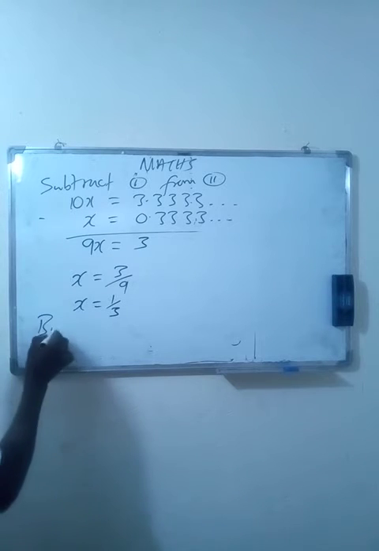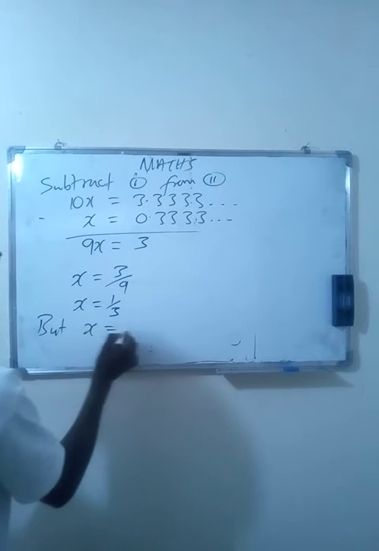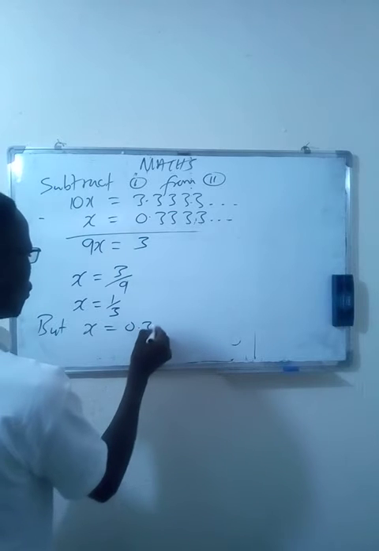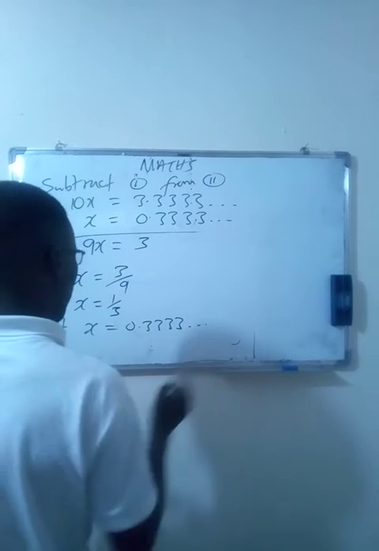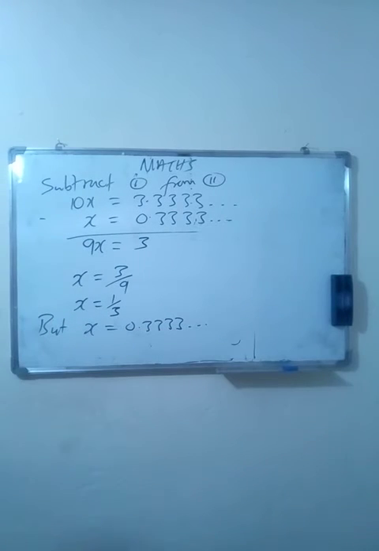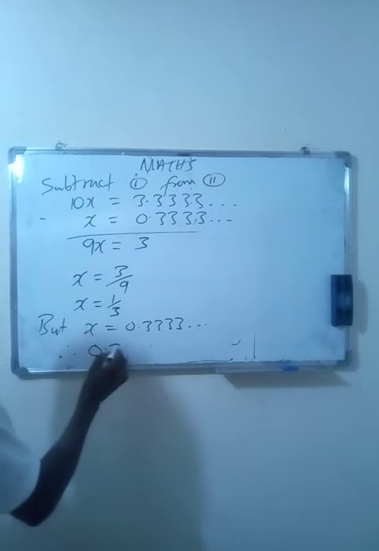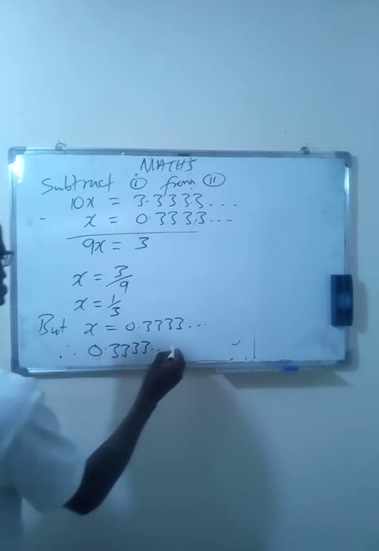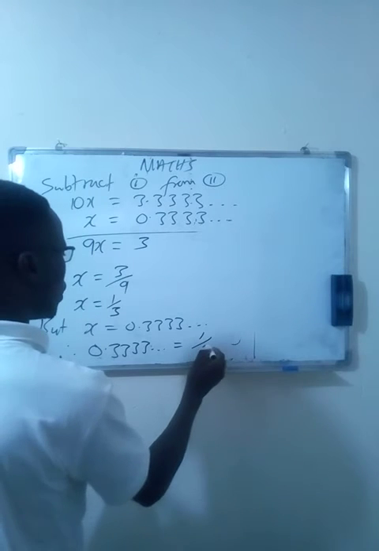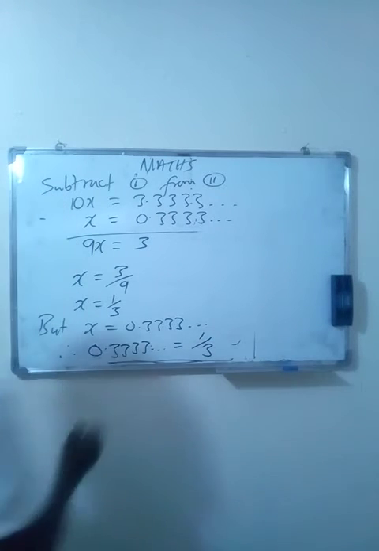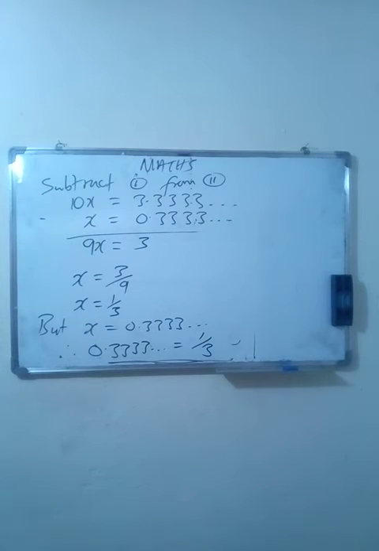Now, but we said that x is equal to 0.3333, like that, right? So we already said that. Therefore, 0.3333 is equal to what? 1 over 3. Okay, so that is going to be our answer. That's how we convert that decimal number to a fraction, to a proper fraction.